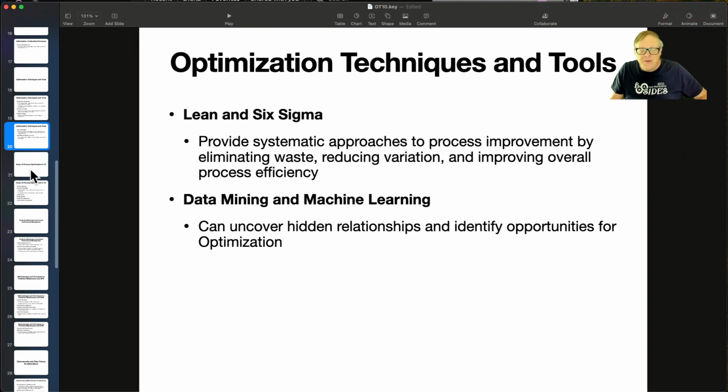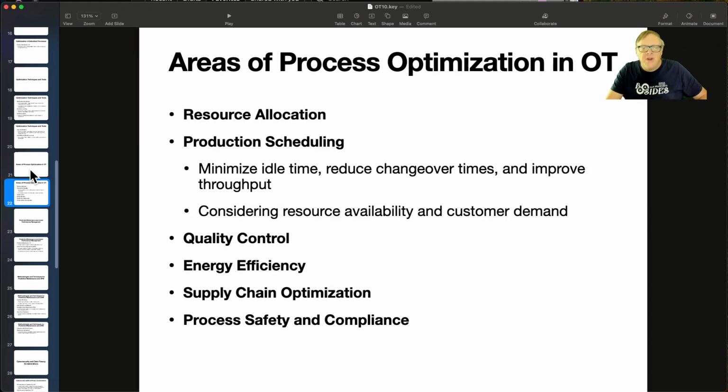Anyway, data mining and machine learning are both ways to dig through your data and try to find opportunities for optimization. All right, so areas to improve is resource allocation, of course. You have so much staff, you have so much electricity, you have so many motors and other products. You figure out how to allocate them correctly.